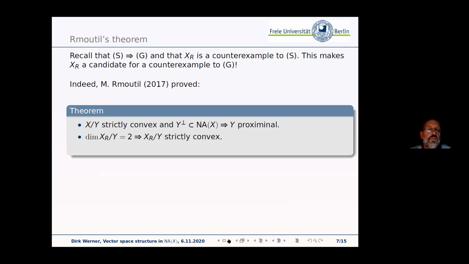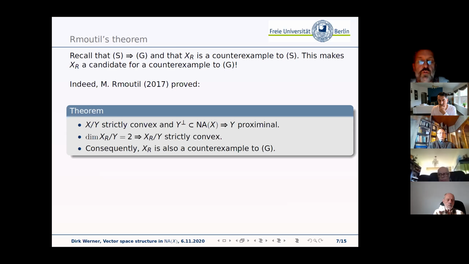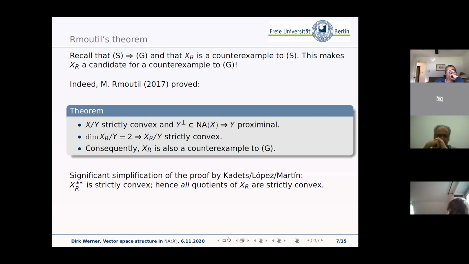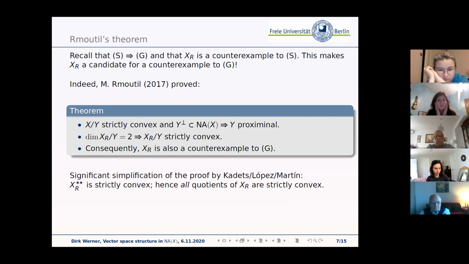Concerning the space constructed by Reid, Martin proved that this condition is indeed true. So in conclusion, the space constructed by Reid is in fact also a counterexample to Godefroy's problem. So this problem was solved at this moment, and the proof that Martin Rutil gave was a little bit complicated, and my co-authors made a simpler version of that proof.